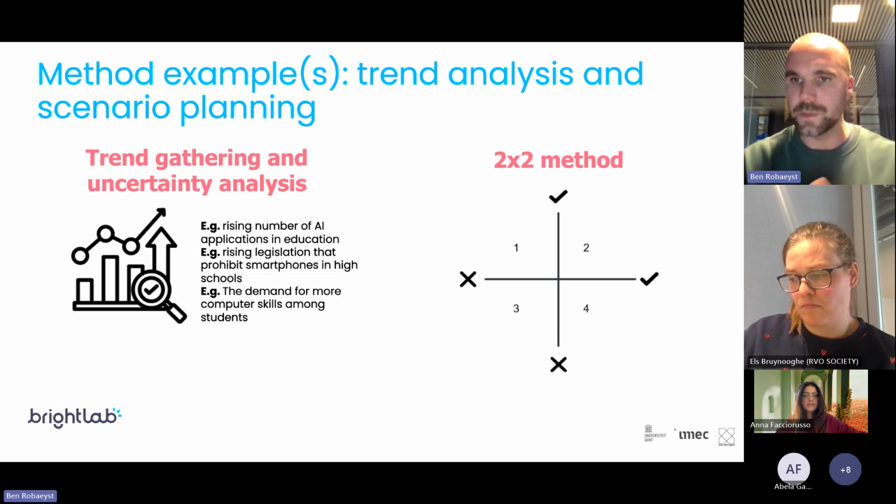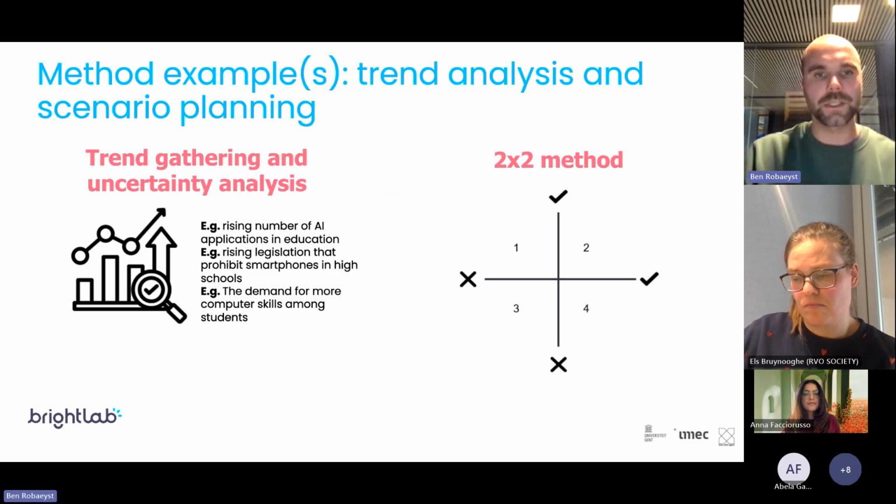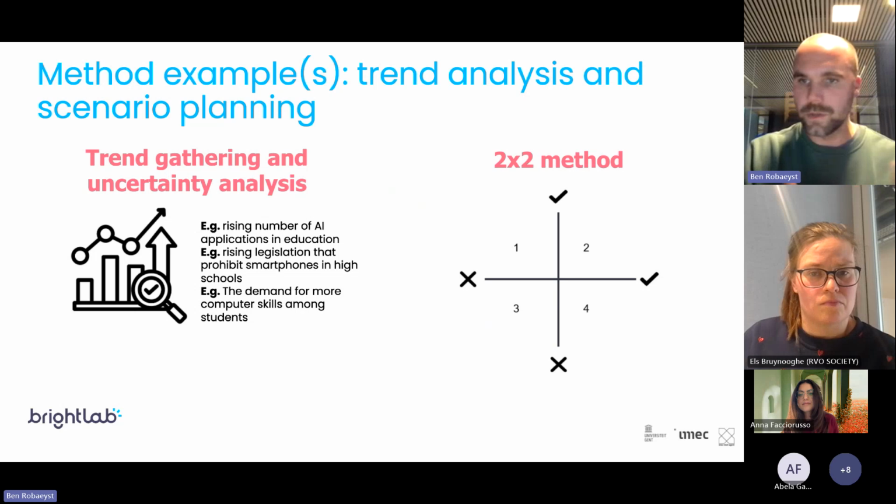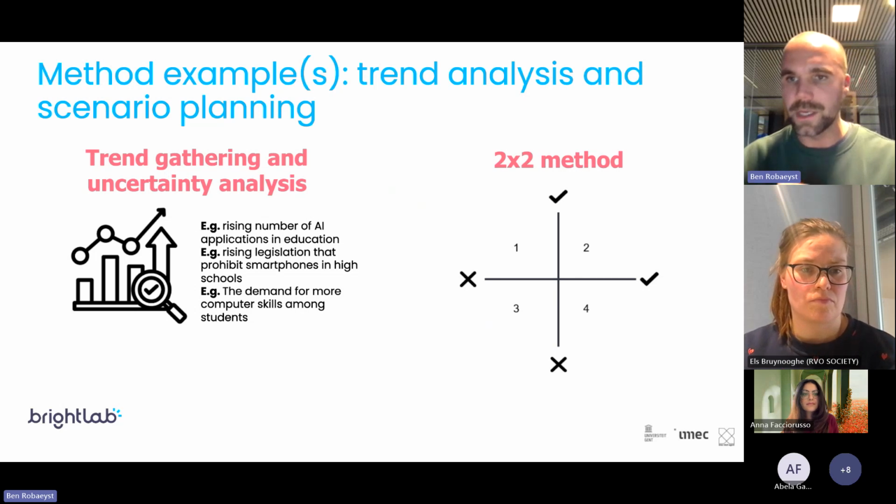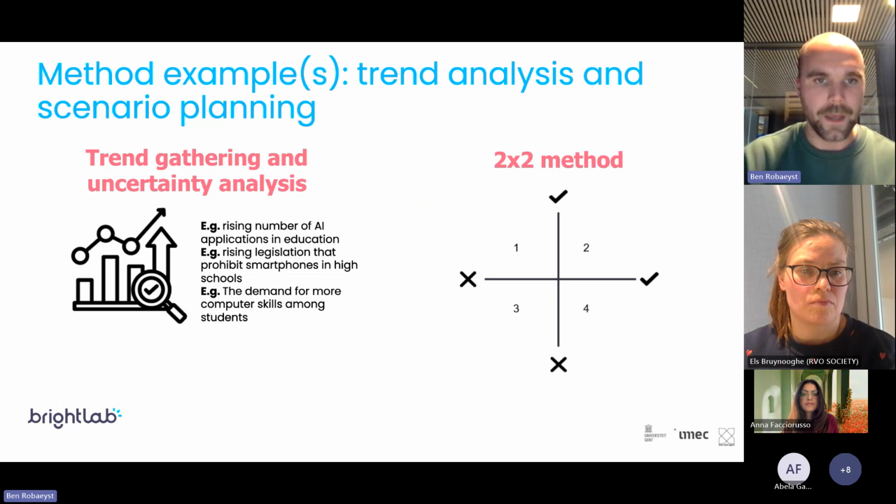So we look at trends. We actually ask students to think about, what do you see happening today? What kind of things do you see happening? Are some things going up, going down? For example, the rising number of AI applications in education, you see more of them.